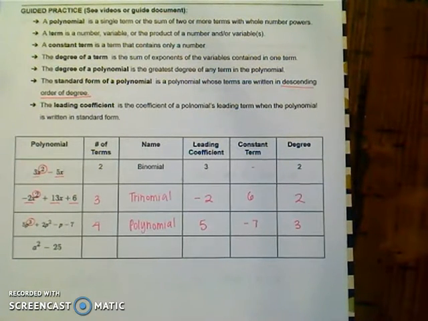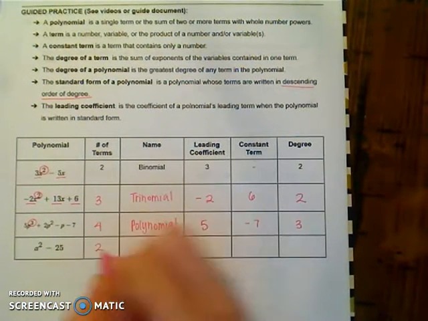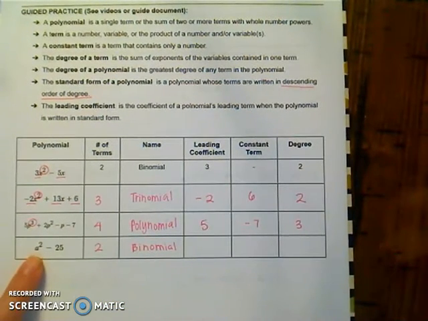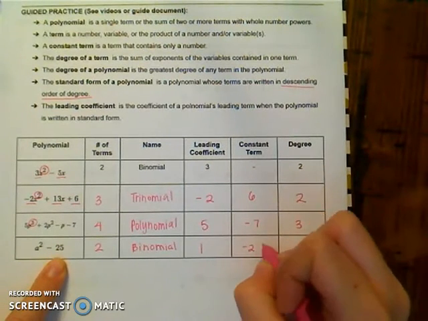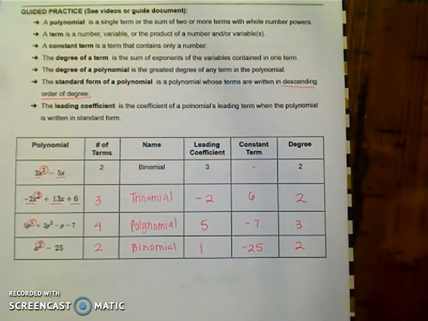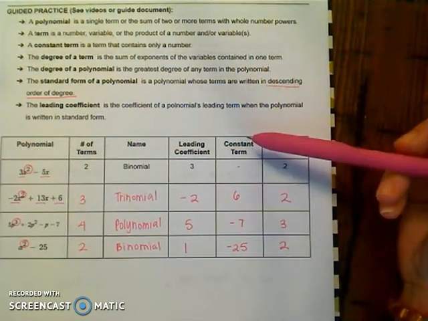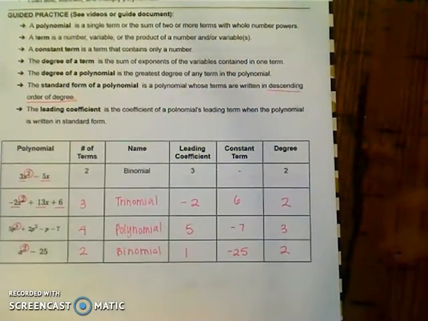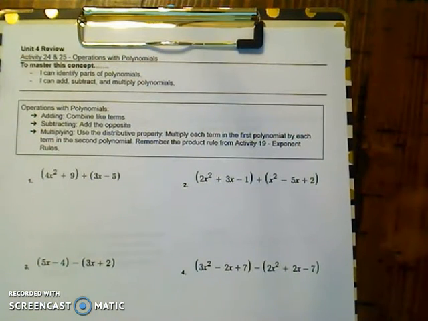And last but not least, one more example. We have a squared minus 25. I have 2 terms, therefore this is a binomial. The leading coefficient would be an understood 1. The constant term would be -25. And the largest exponent is 2, so I have a degree of 2. All right, so this was just a refresher over the terminology and what exactly is a polynomial. So now we're going to start to add, subtract, and multiply polynomials. First up, we are going to look at adding polynomials.